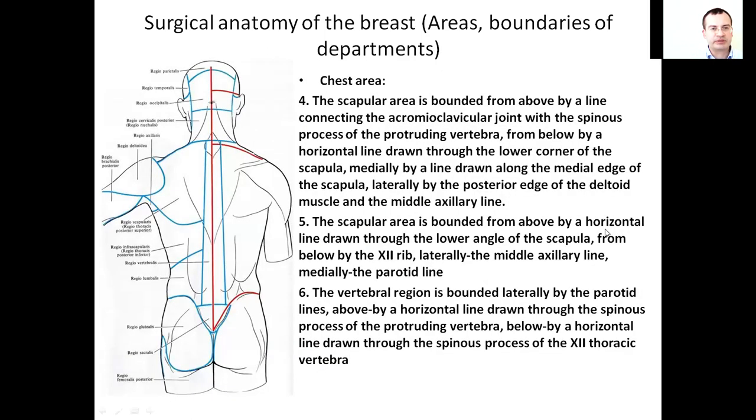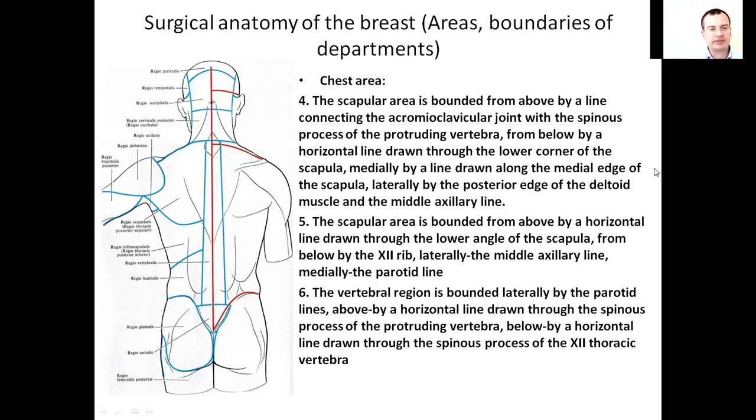Surgical anatomy of the breast. The fourth, the scapular area, is bounded from above by a line connecting the acromioclavicular joint with the spinous process of the protruding vertebra, from below by a horizontal line drawn through the lower corner of the scapula, medially by a line drawn along the medial edge of the scapula, laterally by the posterior edge of the deltoid muscle and the middle axillary line.